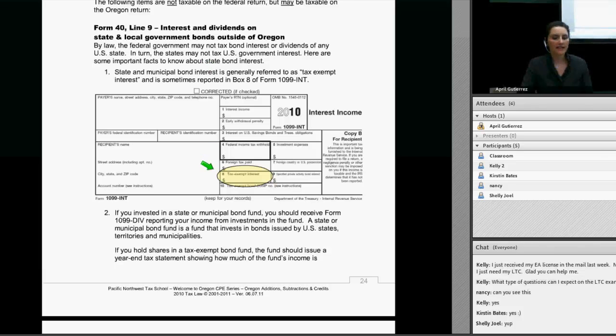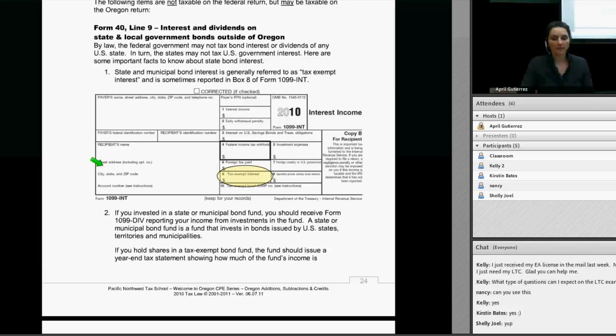But the 1099 INT has a specific box, and it's a relatively new box. That is, if you go back in time only 2 or 3 years ago, there was no Box 8 on the 1099 INT, and therefore, the only way that you would know that there was municipal bond interest or state bond interest was to actually flip through the back pages of the investment brokerage statement.